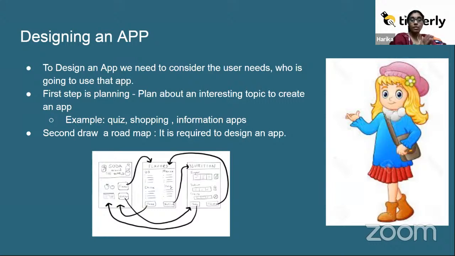So like this, if I make a 5-question quiz, I need to make 5 plus 1, the start screen, so 6, and the end screen, so 7 screens. If you won, congratulations, with all correct answers, that is one screen. If you lost, that's another screen. So like this, we need to design an app. First, we have to decide how we are going to design the app. Second, we need to draw the roadmap. It is required to design an app.